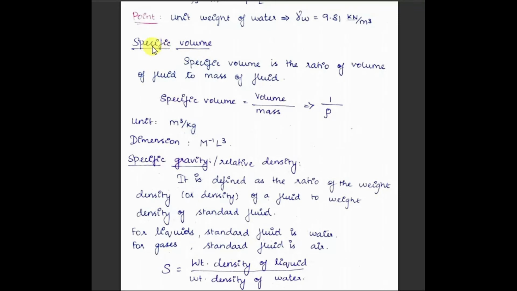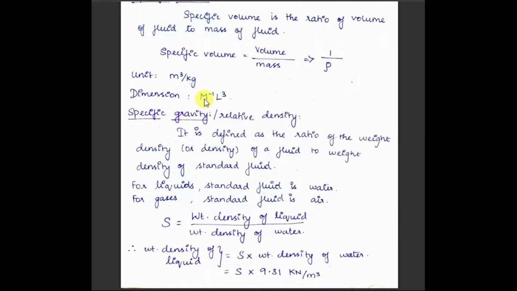The next property is specific volume. Specific volume is the ratio of volume of fluid to the mass of the fluid. You can see here the denominator has mass and the numerator has volume, which is an inverse of the mass density we studied first. So it can be written as 1 by rho, and its unit is meter cube per kilogram, and the dimension is M power minus 1 L power 3.